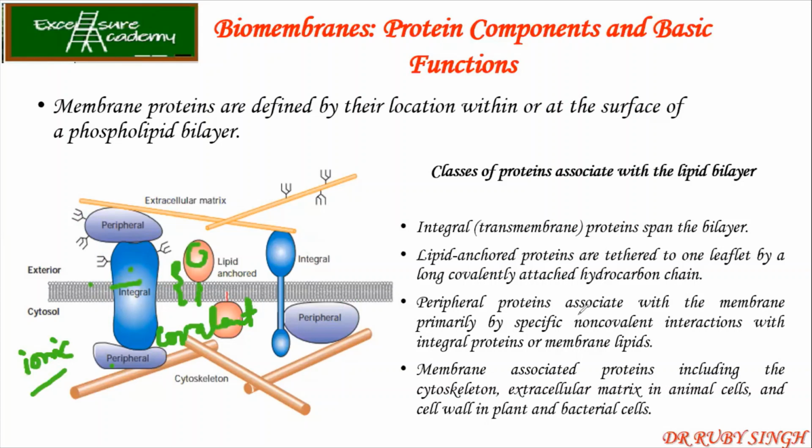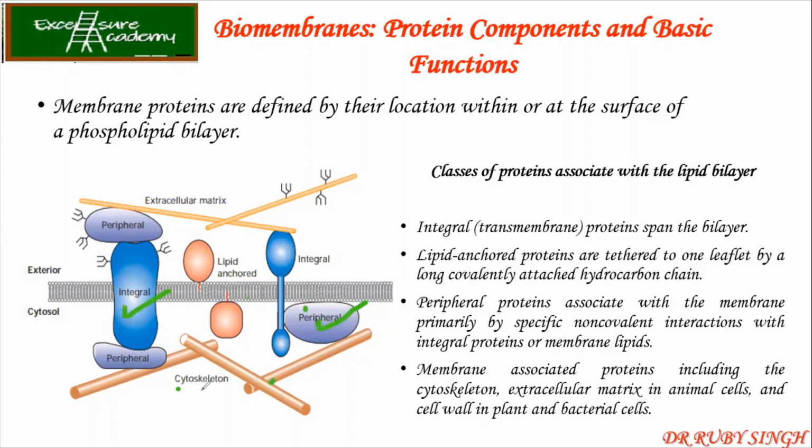Peripheral proteins associate with the membrane primarily by specific non-covalent interactions with integral proteins or membrane lipids. So these are your peripheral proteins. They can be present in the extracellular side or the cytosol. Membrane-associated proteins include the cytoskeleton, extracellular matrix in animal cells, and cell wall in plant and bacterial cells. Here the integral and the peripheral are your membrane associated proteins, because they are directly attached to your membrane. To this, your cytoskeleton proteins are attached.